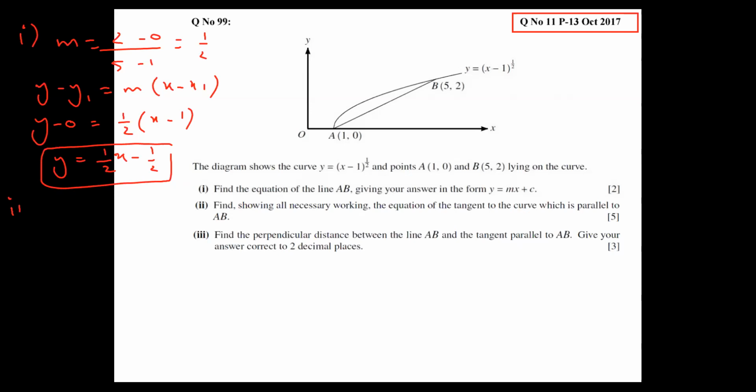So let's talk about part number 2. We have to find, showing all working, the equation of the tangent to the curve which is parallel to AB. This is a very interesting part. Find the equation of the tangent to the curve which is parallel to the line AB. It means this line is given by him. You can see, so I'll just show you.